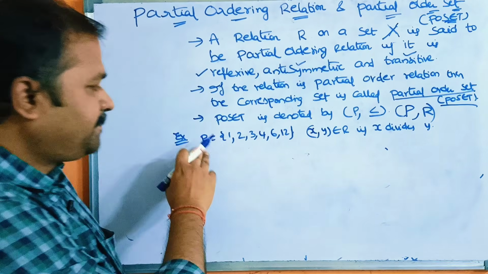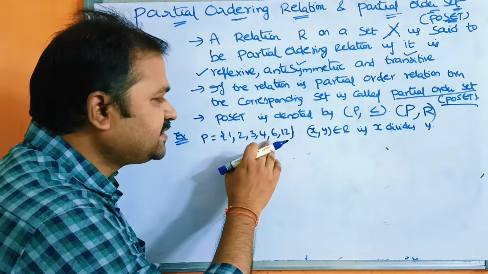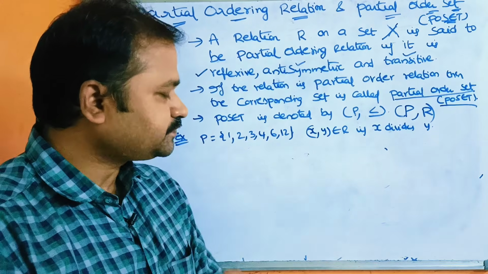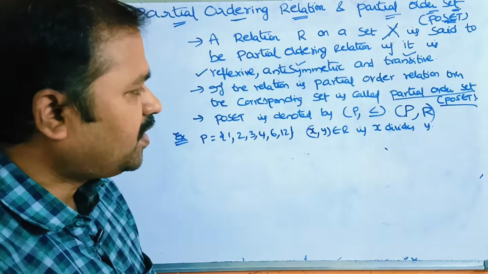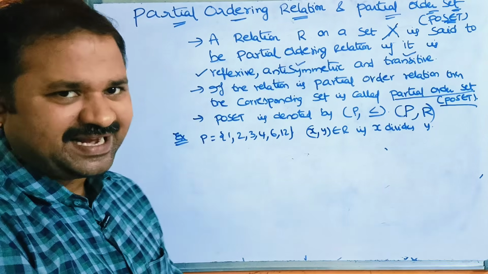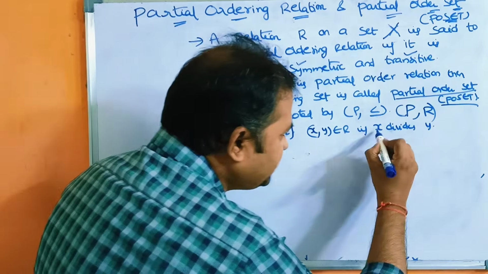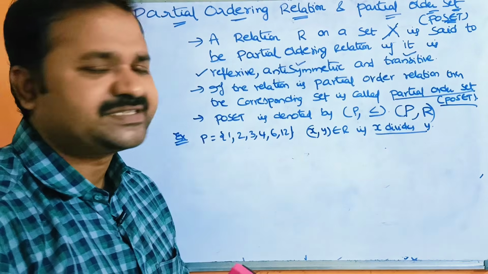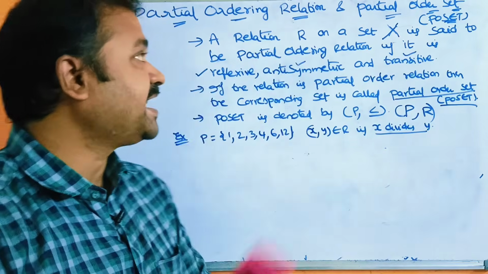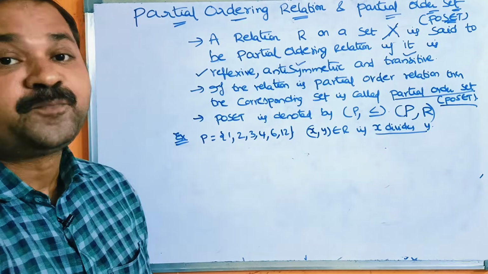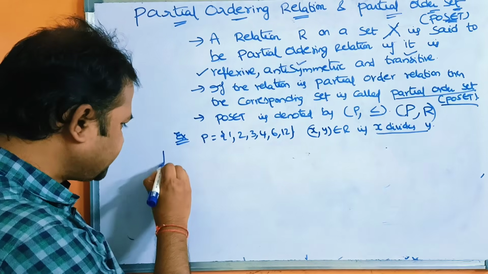P is equal to 1 comma 2 comma 3 comma 4 comma 6 comma 12. Here the relation is (x, y) belongs to R if x divides y. So we have to construct a relation based upon this condition. If it satisfies reflexive, antisymmetric and transitive, then we can call this relation partial ordering relation and this set as POSET. First let us construct the relation.